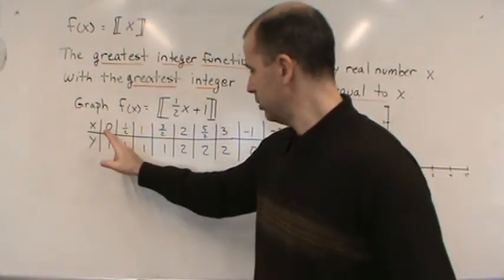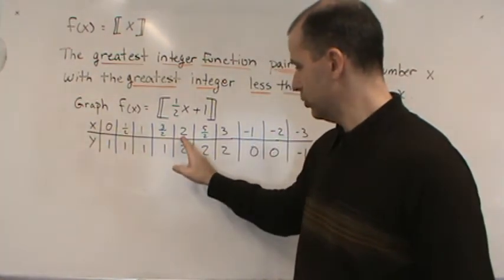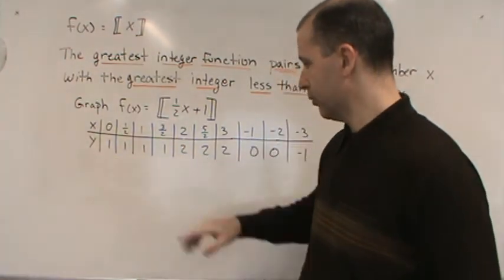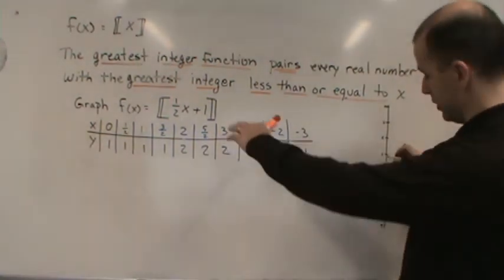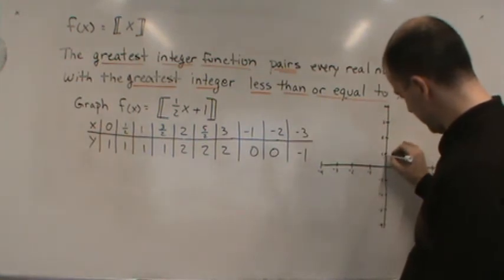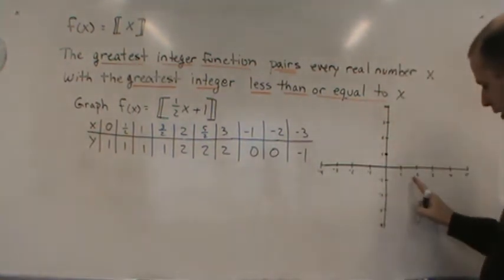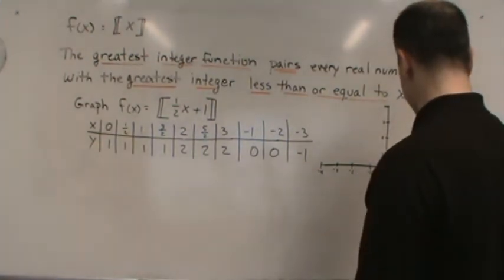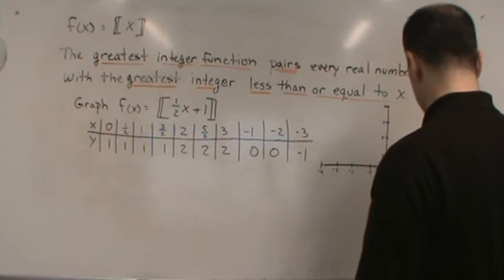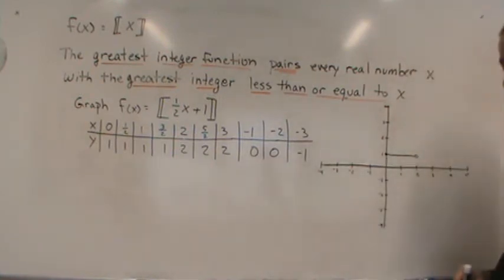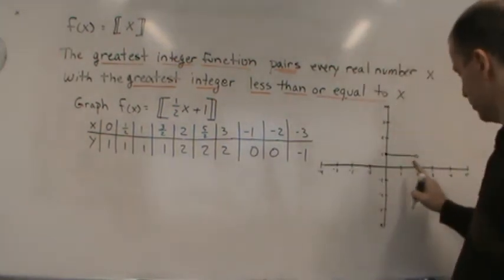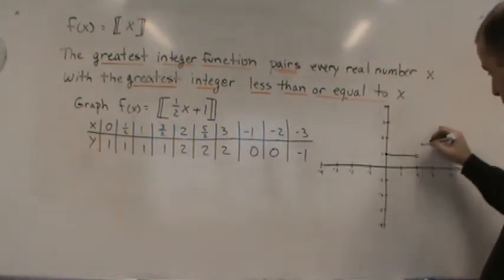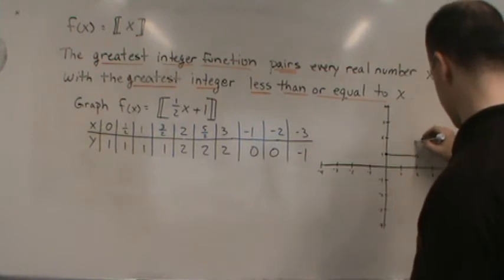From 0 to 2, it's going to be at 1, right? So from 0 to 2, it looks like it's going to be 1. So 0 is included. So we're going to have a filled-in circle here. And then all the way to 2, it's going to be constant at 1 until you get to 2. And then you're going to have an open circle because this is where it's going to jump. Now, where is it going to jump to? It's going to jump to 2. So now I'm going to have another filled-in circle at 2.